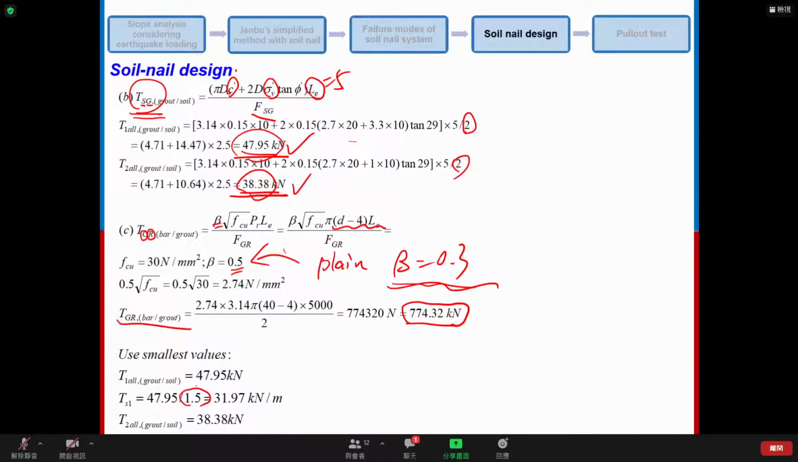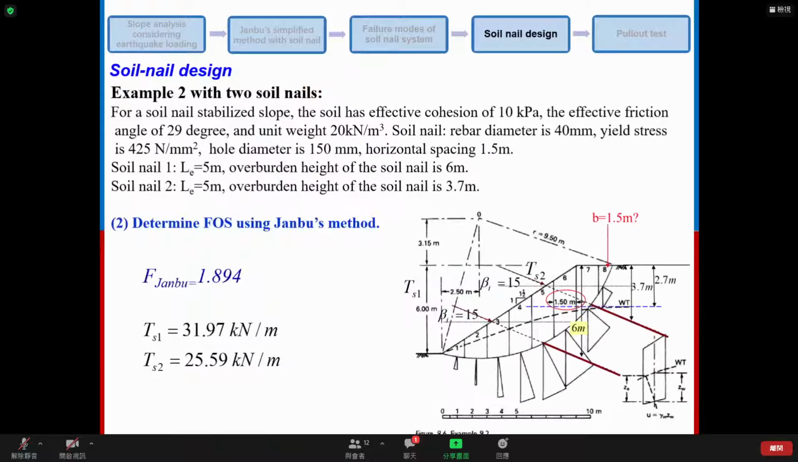As we discussed, we need to divide the force by 1.5 to get the line load. You see, the unit becomes kilonewton per meter, right? Kilonewton per meter. Then we can use these two values in the mathematical way we discussed, using the Jambu method, Bishop method, or anything else, because all of them are based on the 2D condition. So we get these two line load values.